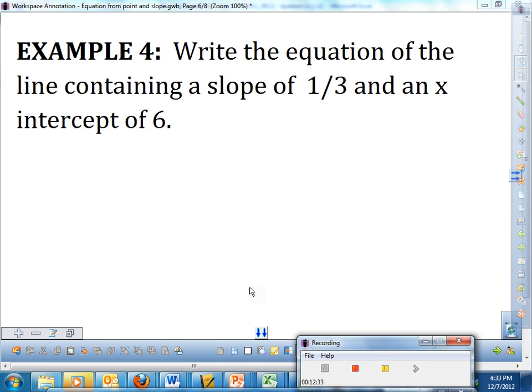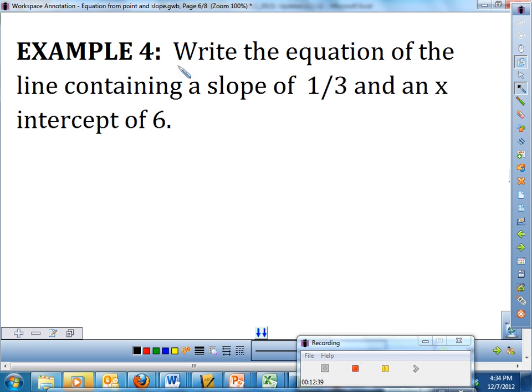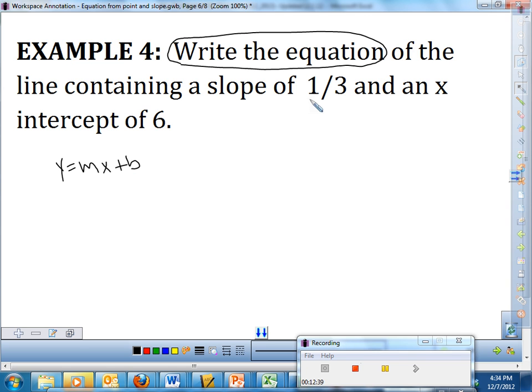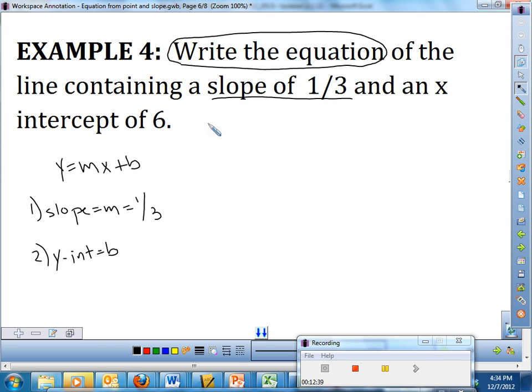Let's do one more example, and this one's a little bit different than the others that we've seen. It says write the equation of a line. Alright, great, we're writing the equation, which I know is y equals mx plus b, containing a slope of 1/3. So I know that the two things I need are slope, or m, and I need the y-intercept, or b. It says containing a slope of 1/3. So I'm given the slope. I'm given 1/3. And an x-intercept of 6.